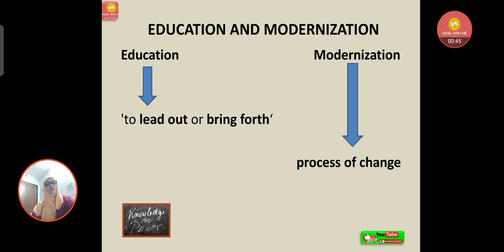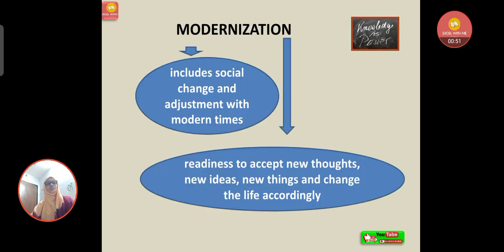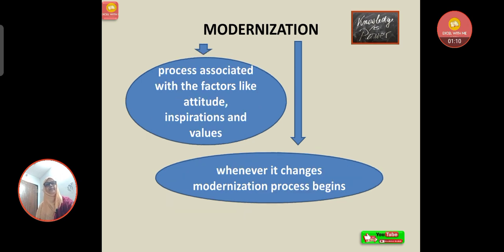So in detail about modernization, the concept of modernization with reference to Indian society, we are going to discuss today. First, let's understand the concept of modernization includes social change and adjustment with modern times. That is, modernization is readiness to accept new thoughts, new ideas, new things and change the life accordingly. And the modernization process is associated with factors like attitude, inspirations and values. Wherever it changes, the modernization process begins.